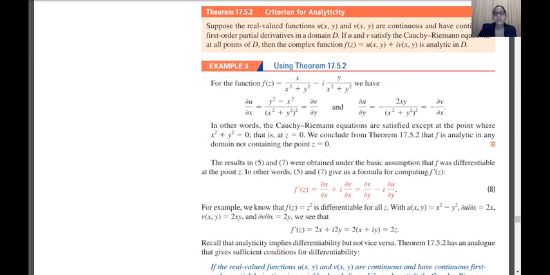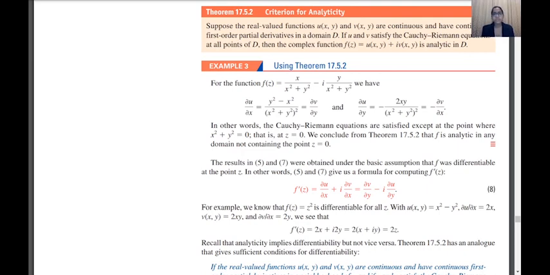And similarly we get dou u by dou y is equal to minus 2xy by x square plus y square whole square, and that is equal to minus dou v by dou x. You can verify this yourselves after applying the quotient rule. So the Cauchy-Riemann equations are satisfied. Also the partial derivatives and the functions are continuous at all points except 0. So the function f of z will be analytic in any domain which does not contain the point 0.